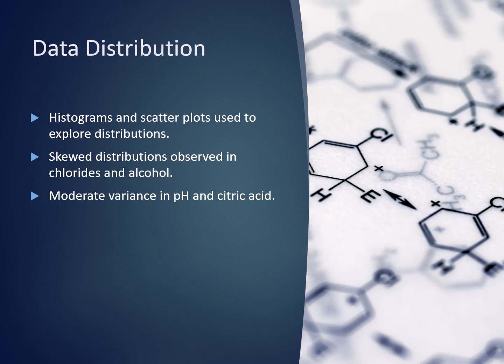To understand the underlying patterns, I visualized each variable using histograms and scatter plots. This revealed that chlorides and alcohol had a right skew distribution, suggesting the need for normalization. pH and citric acid had a moderate variance. Understanding the distribution is critical before fitting any models to avoid biases and improve interpretability.